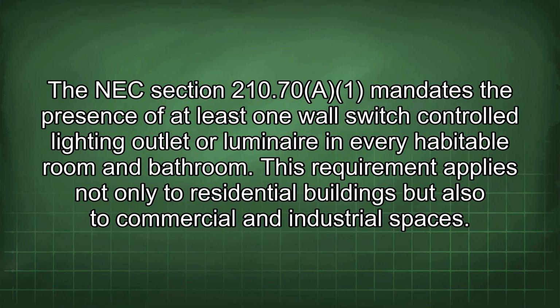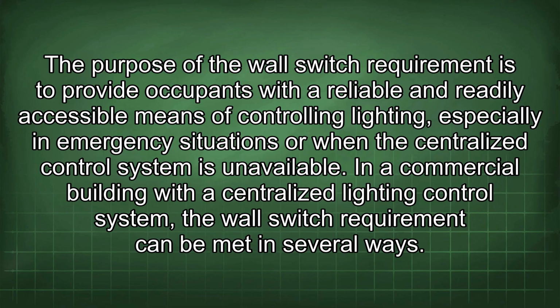The NEC Section 210.70(A)(1) mandates the presence of at least one wall switch-controlled lighting outlet or luminaire in every habitable room and bathroom. This requirement applies not only to residential buildings but also to commercial and industrial spaces. The purpose of the wall switch requirement is to provide occupants with a reliable and readily accessible means of controlling lighting, especially in emergency situations or when the centralized control system is unavailable.